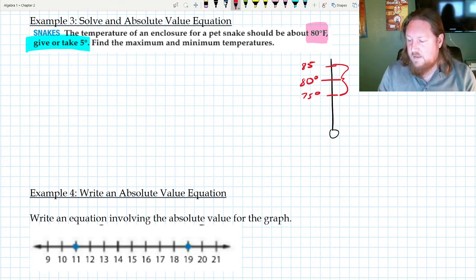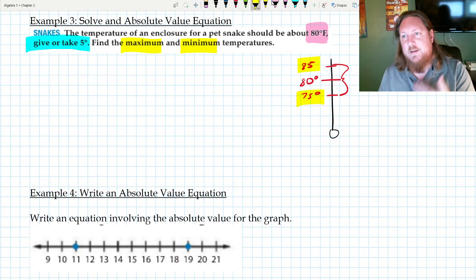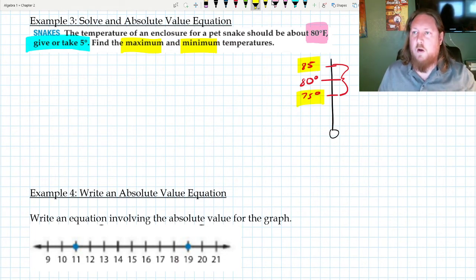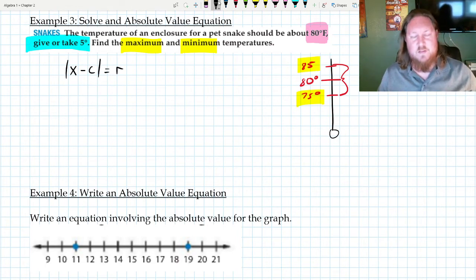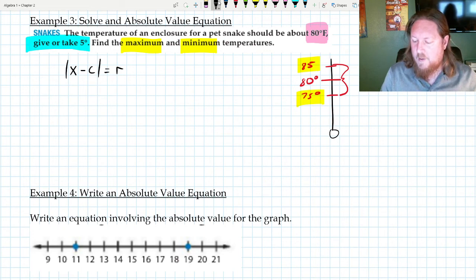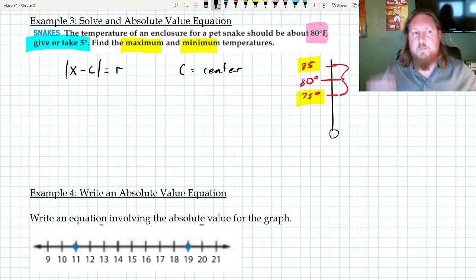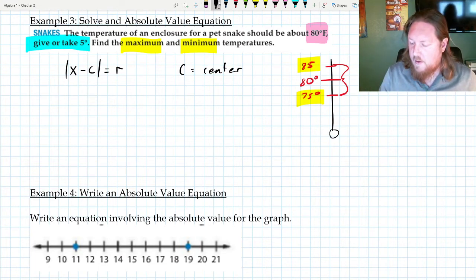And you can tell based on the question and just drawing this picture out here what the maximum and minimum temperatures are going to be, 85 and 75. The question is, how do we find that equation for something that we might not be able to draw out in the future? Well, we're going to use a very simple little pattern. It's not necessarily a formula, it's just kind of a pattern for all these things. We have to be able to identify the center. So there's some point that this absolute value is all based around. And then we have to find the range.